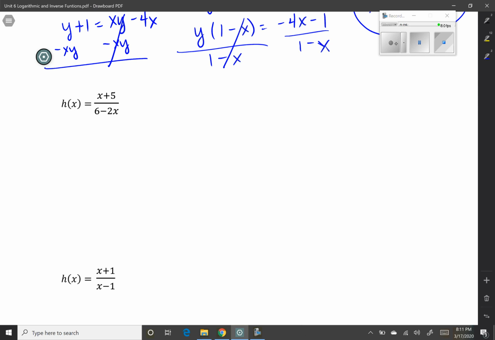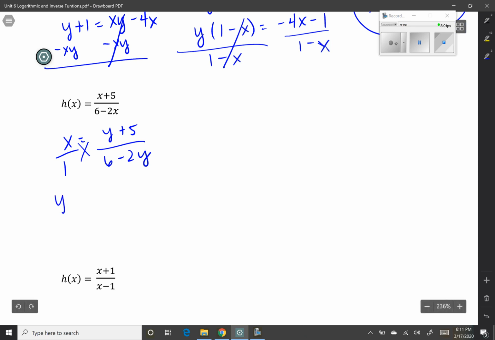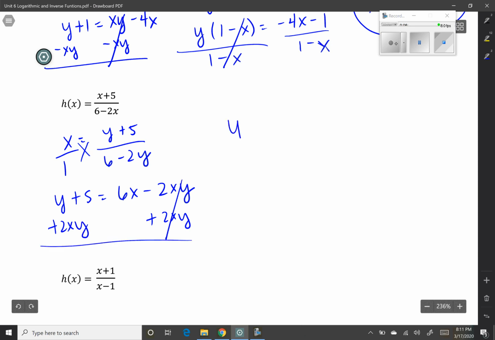We're going to do the same thing for h of x. So if we switch x and y, I have x equals y plus 5 divided by 6 minus 2y. Again, we're going to put x over 1 and do some cross multiplication. So I'm going to get y plus 5 is equal to 6x minus 2xy. Just like we did above, I want to get it so that the y's are together. So I'm going to add 2xy to both sides. That's going to cancel here. And I'm going to leave myself with y plus 2xy plus 5 equals 6x.